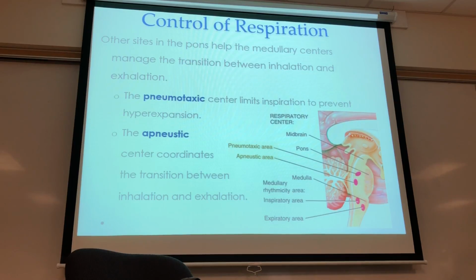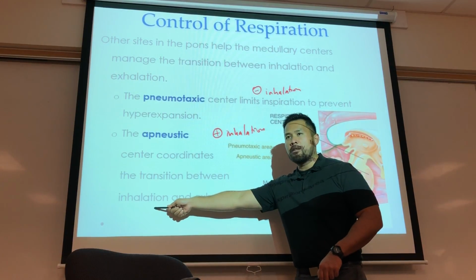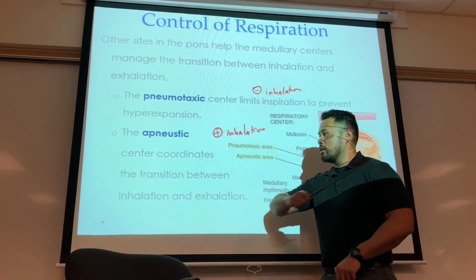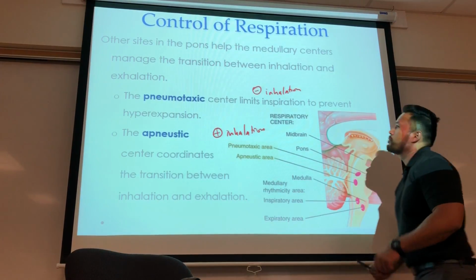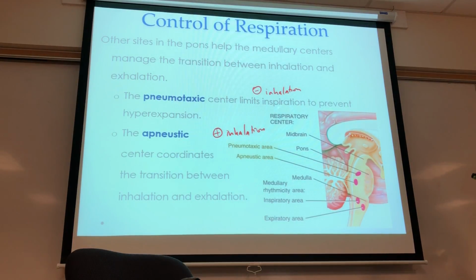Now the pneumotaxic center works to inhibit inspiration. So if this works against inhalation, the apneustic center stimulates inhalation. Again, during quiet breathing, the apneustic center coordinates the transition: turn on inhalation, then turn off inhalation, turn on inhalation, turn it off. The pneumotaxic center limits it to prevent hyperexpansion, which I'll explain in 2 slides over.